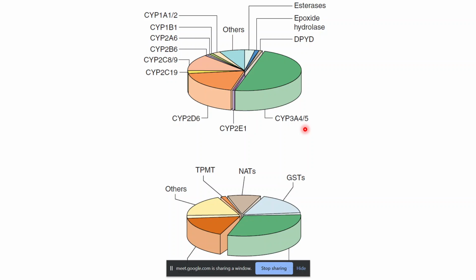Also, the cytochrome enzymes can be induced by the vegetables of the cruciferous family, and also by omeprazole. Omeprazole is the proton pump inhibitor used for the treatment of ulcer.